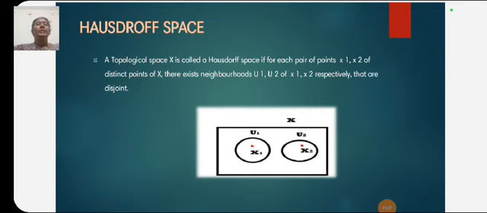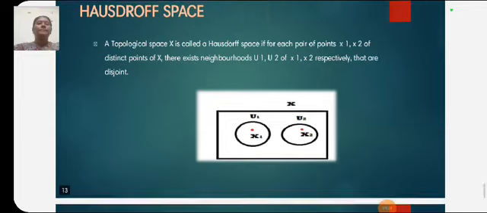Hausdorff spaces. A topological space X is called a Hausdorff space if for each pair of distinct points x1, x2 of X, there exist neighborhoods u1, u2 of x1, x2 respectively that are disjoint.